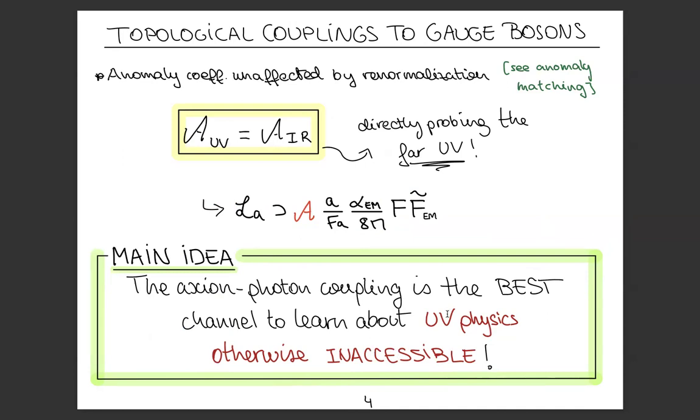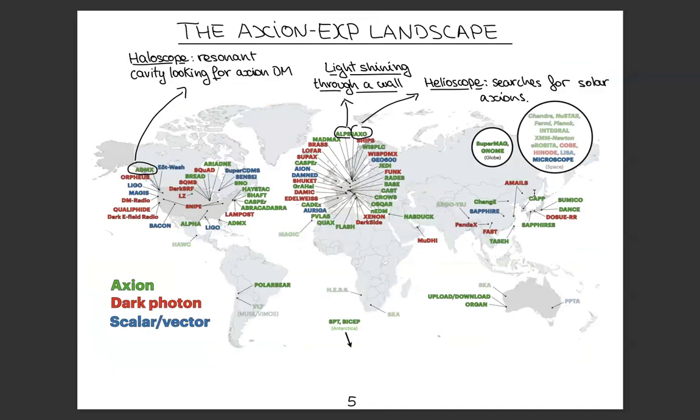The energy scales that I'm going to talk about are going to be totally inaccessible to colliders or any kind of other experiments that we can perform. And this is thanks to the fact that axion couplings are topological. Now, all this was theory motivation.